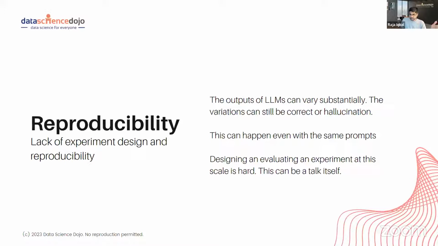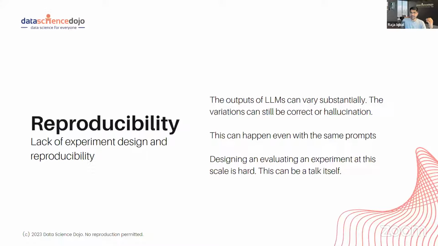So the variations can actually be correct, intentionally or unintentionally, for the same prompt or for a slightly different prompt. But it could also be downright hallucination. And to be able to tell whether it is hallucinating or not, it may or may not be obvious. I have to know whether the information is factual or it isn't factual, right? And as I mentioned, this can happen even with the same prompt.